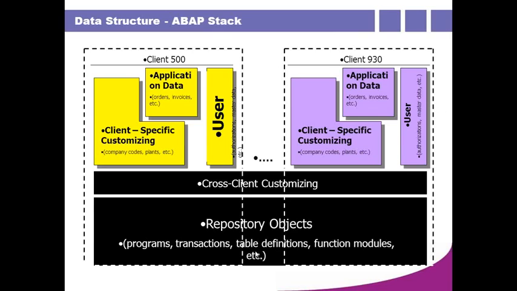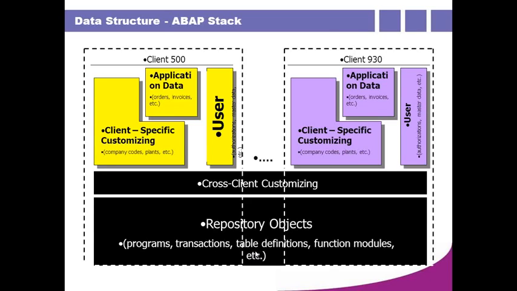If you define a custom table, and at that time the user in 500 client tries to store the data, it will also be visible in 930, right? Not the data, just the structure. The structure will be usable, but the data it can't. So the mandate field will be stored. Yes, exactly. I will explain that.